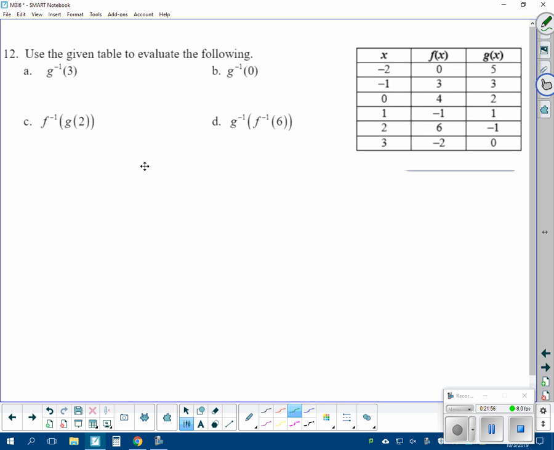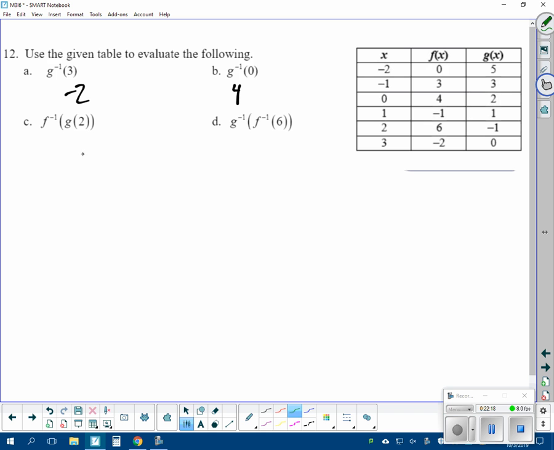Use the given table to evaluate the following here. So the inverse of g of 3 is what? -2, yes. The inverse of g of 0, 4.